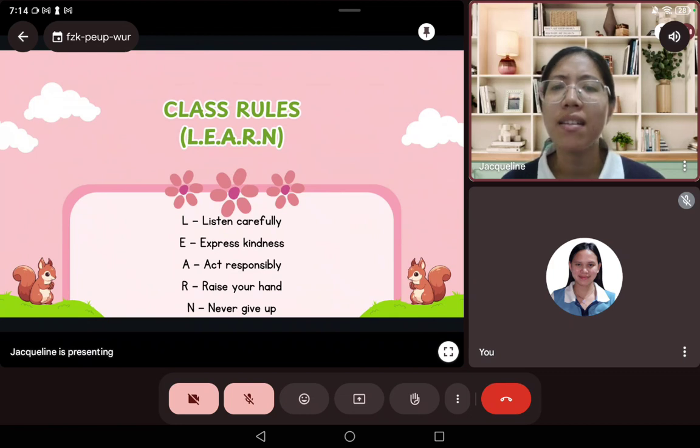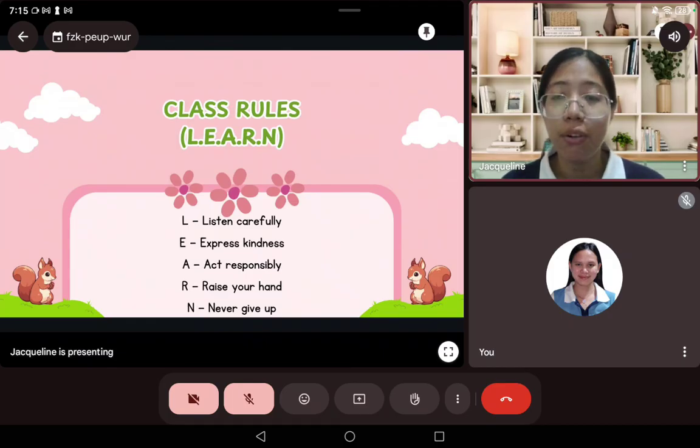So now, let's remember our class rules. Do you still remember our class rules, class? Alright, very good. Our class rules spell LEARN. So L stands for? Yes, very good. L is listen carefully, so you should be attentive. And second, what is it again, class? Express kindness. Very good. So be respectful and use polite words.